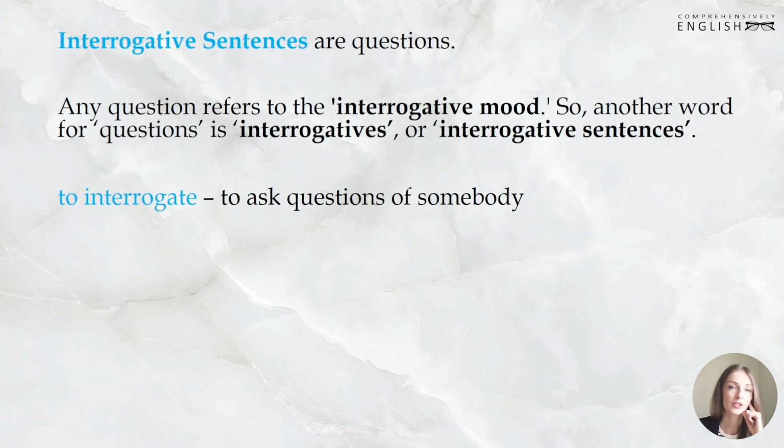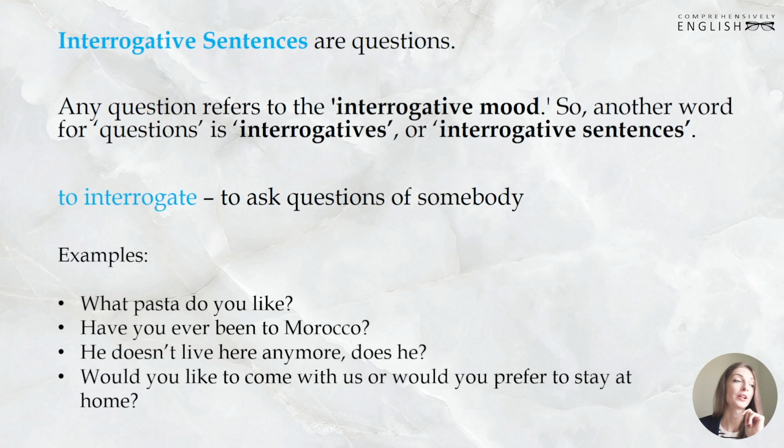Now, some grammarians would say that there is also the interrogative mood. In English, questions belong to this kind of mood, right? Any question refers to the interrogative mood, so another word for questions is interrogatives or interrogative sentences, from the verb to interrogate, to ask questions of somebody. Let's look at some examples.